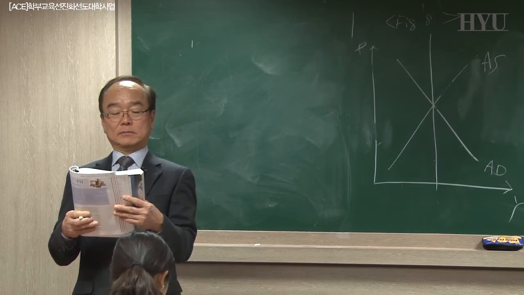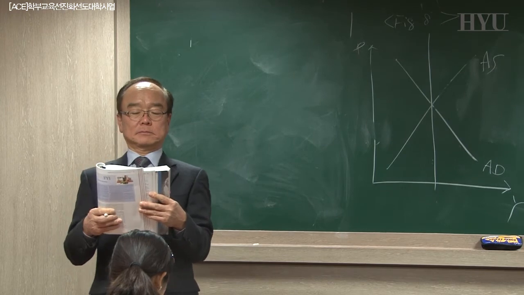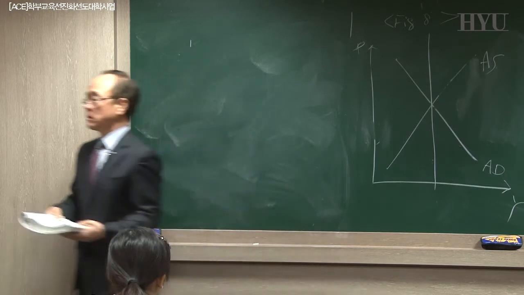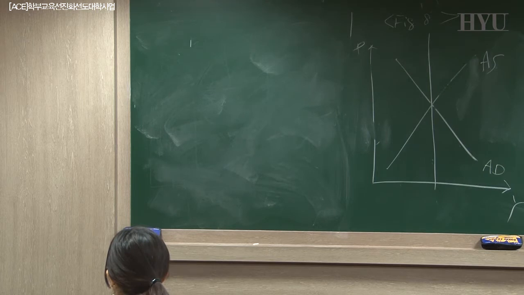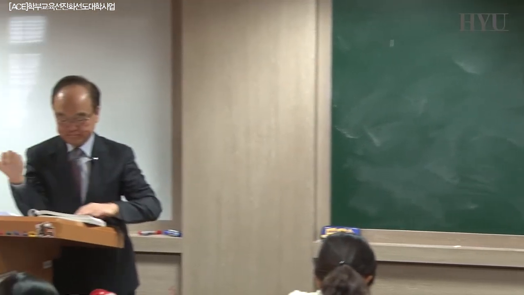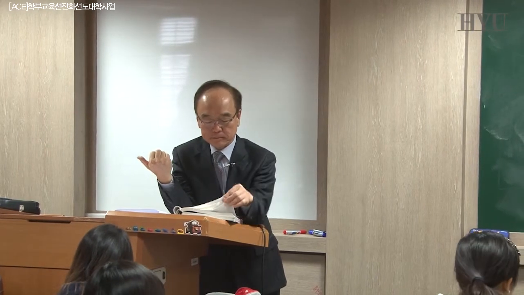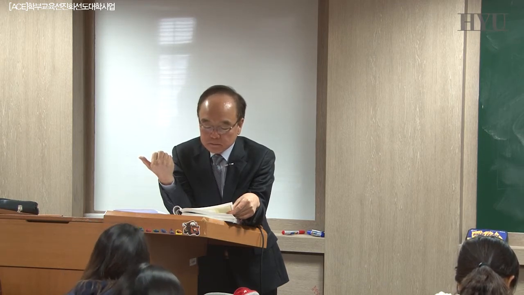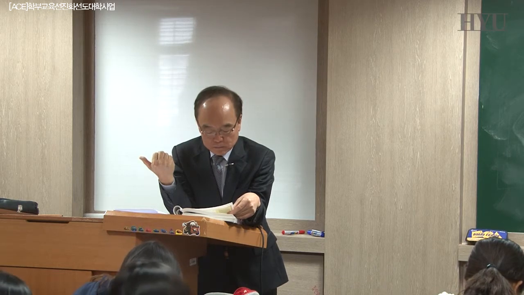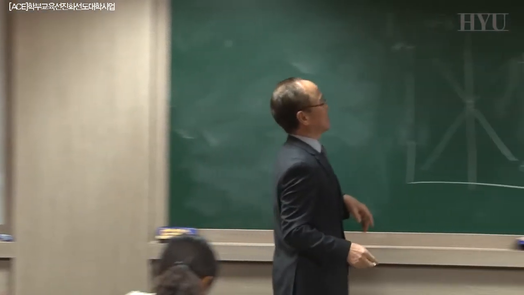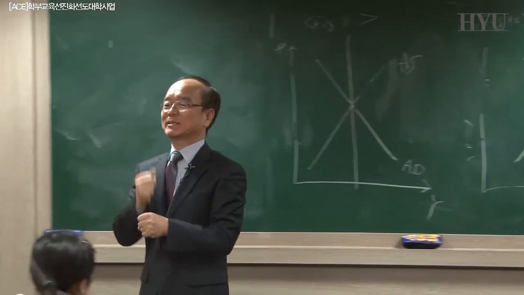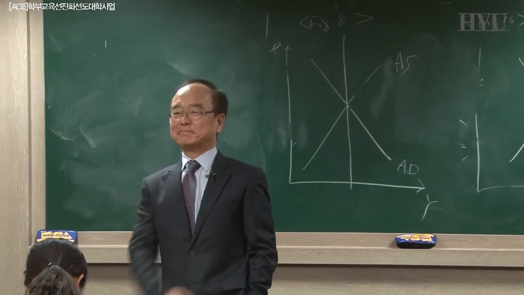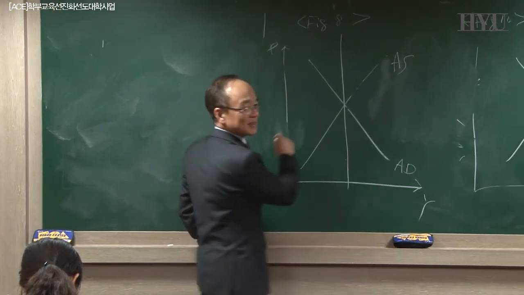Why does it fall down? Why does it happen? The textbook says, but let's simply assume a stock market crash. What will happen here with a stock market crash? Which curve moves to which direction? To the left, right?